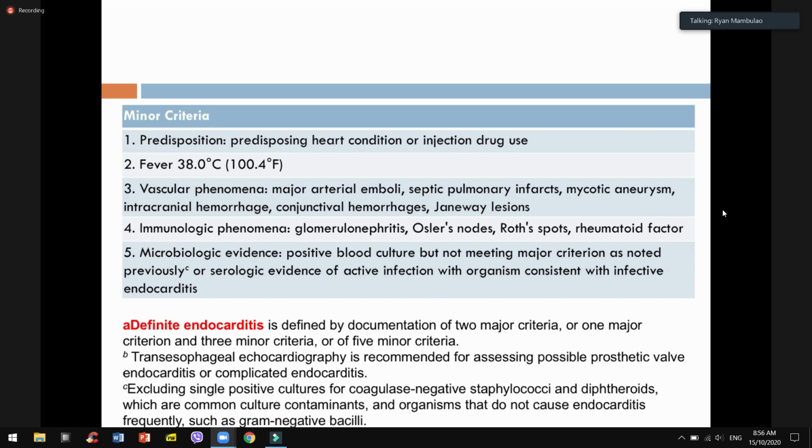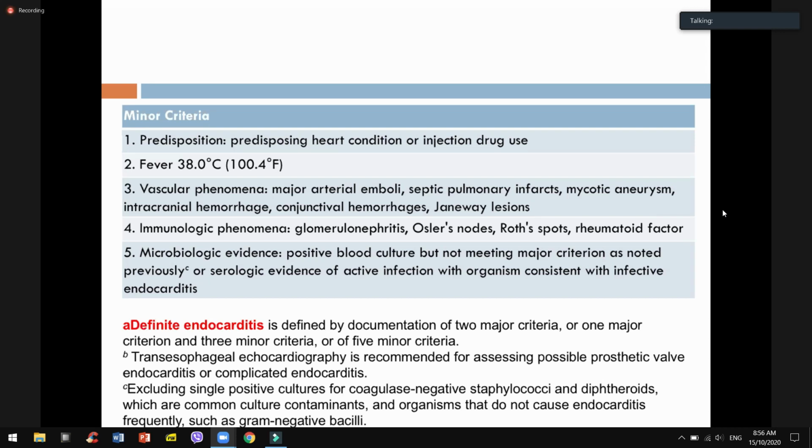To be honest, hindi ko rin sila masyadong nakita pa eh. Kaya I'm not experienced to say na, Osler's nodes, Roth spots. Kasi hindi ko rin sila nakikita. It's because probably na-start na sila agad ng antibiotic eh. Kaya mas less na natin sila nakikita. Okay? Or, yung nag-positive blood culture but not the common organism seen in infective endocarditis, it will fall on a minor criteria. So again, 2 major or 1 major plus 3 minor or 5 minor. So yung 5 minor, na napasok siya.